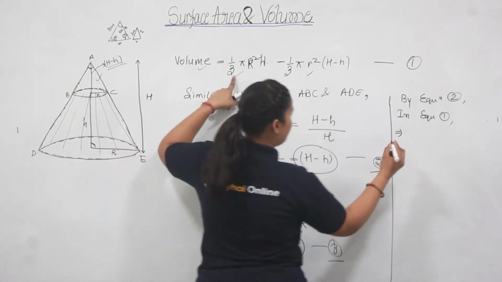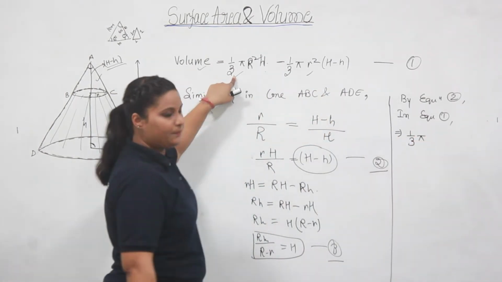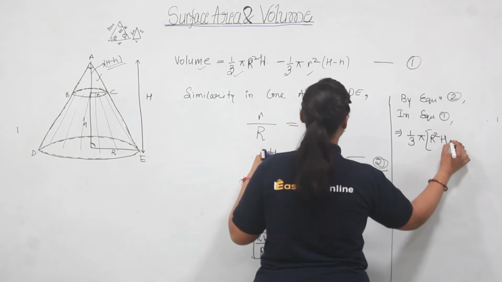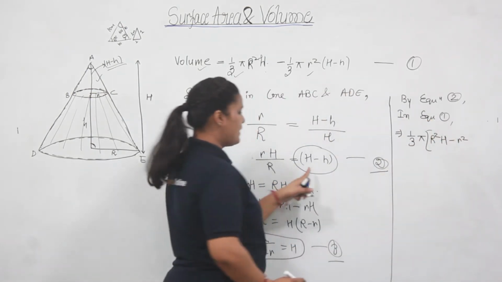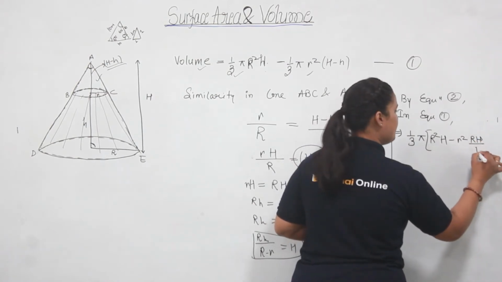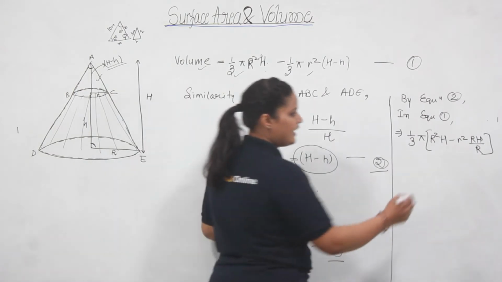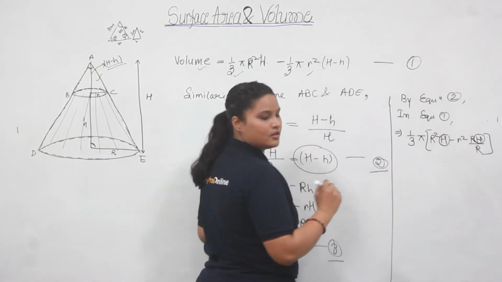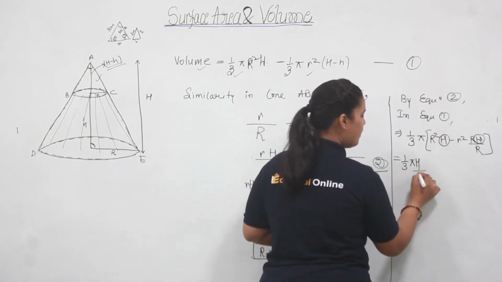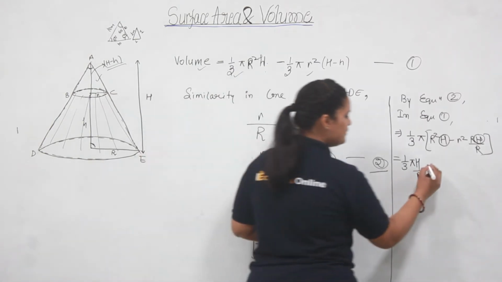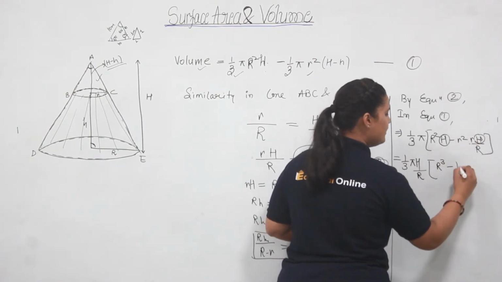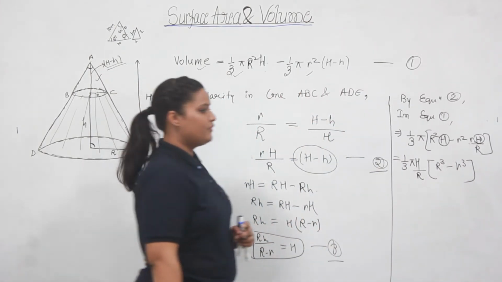So I will take 1 by 3 pi common, and then it will be R square H minus r square, and for H minus h I can take Rh upon R. Right? Now I can see that h is common in both the terms, so I will take this out of the bracket. Okay, and I will take R as the LCM. It will be R cube minus, this is a small r, so r cube. I hope this is clear to everyone.